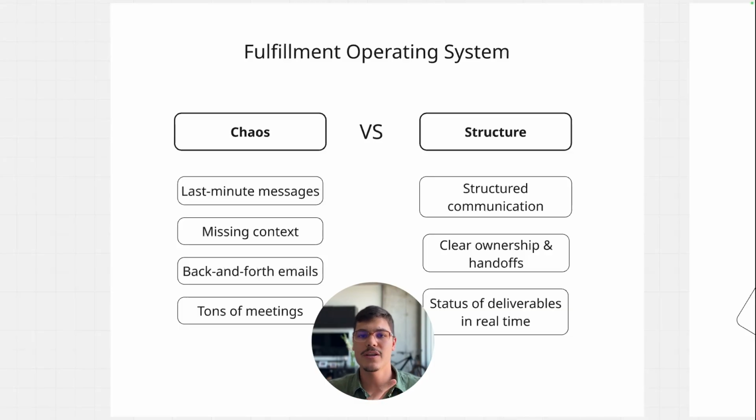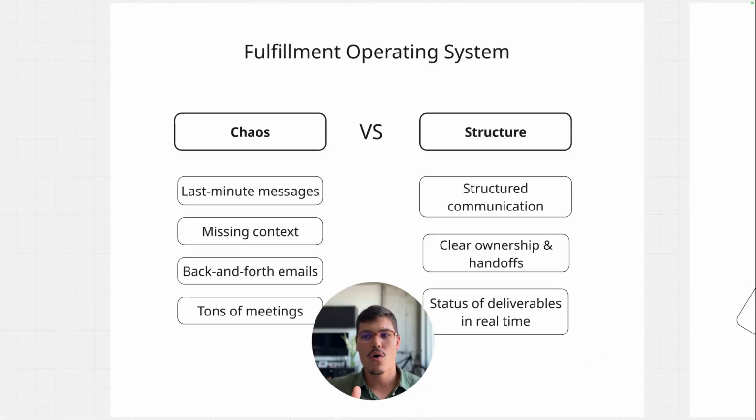Because in that company I told you about, people didn't want to take responsibility. They would just send an email and forget about it, or go spend an hour on a session and not do anything. So clear ownership and handoffs is extremely important. And then also status of deliverables in real time.